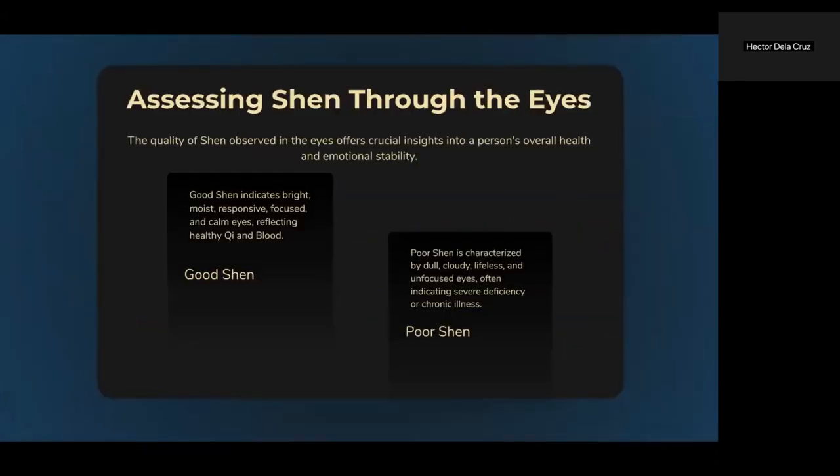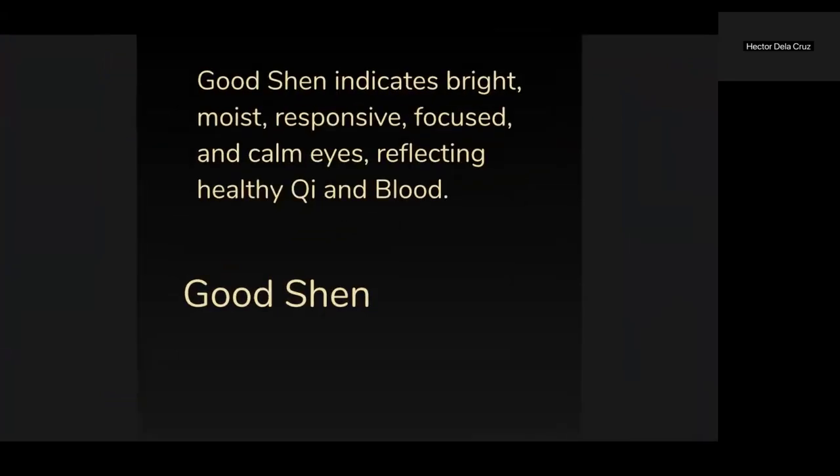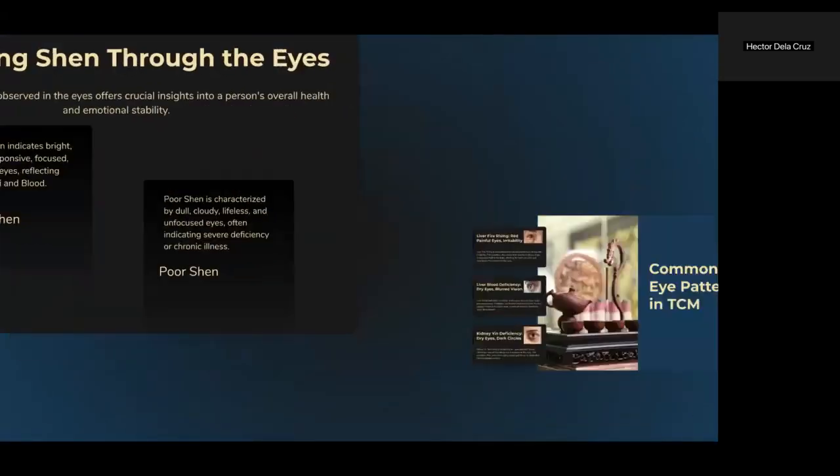Assessing Shen through the eyes. The quality of Shen observed in the eyes offers crucial insights into a person's overall health and emotional stability. Good Shen indicates bright, moist, responsive, focused, and calm eyes, reflecting healthy qi and blood. Poor Shen is characterized by dull, cloudy, lifeless, and unfocused eyes, often indicating severe deficiency or chronic illness.